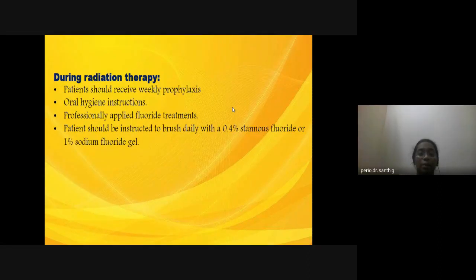During radiation therapy, under the period of radiation, patients should receive weekly prophylaxis, and oral hygiene instructions you should give, and professionally applied fluoride treatments you can give. And they are instructed to brush daily with 0.4% stannous fluoride or 1% sodium fluoride gel.